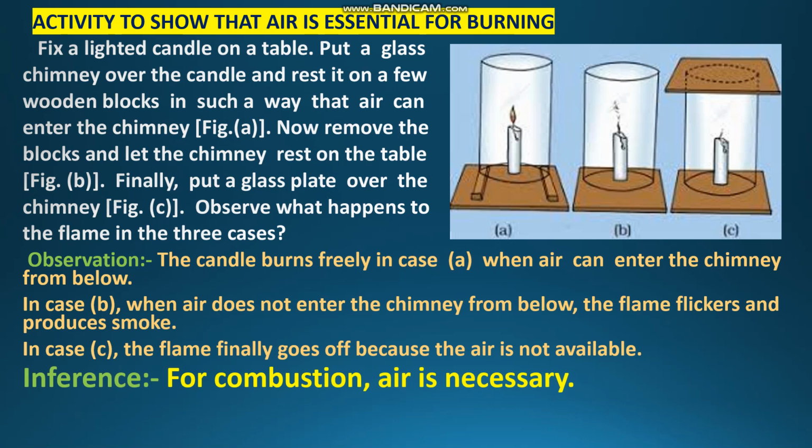So how is the experiment done? We have taken a burning candle. We have covered that with a glass chimney, and the chimney is resting on two wooden blocks. In this case, the candle burns freely because air enters the chimney from below. Next, we have removed the wooden blocks and let the chimney rest on the table. What we can observe here: air does not enter the chimney from below, so the flame flickers and smoke is produced. And the third case, we have covered the chimney with a glass plate. What we can observe: the flame goes off. So from this we can understand, for combustion air is necessary.